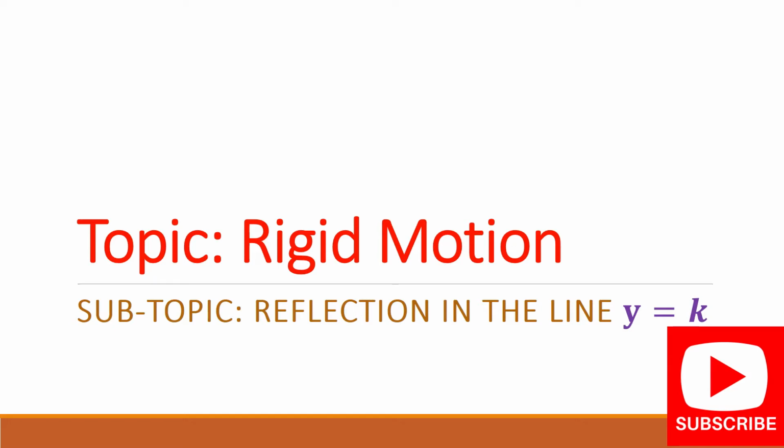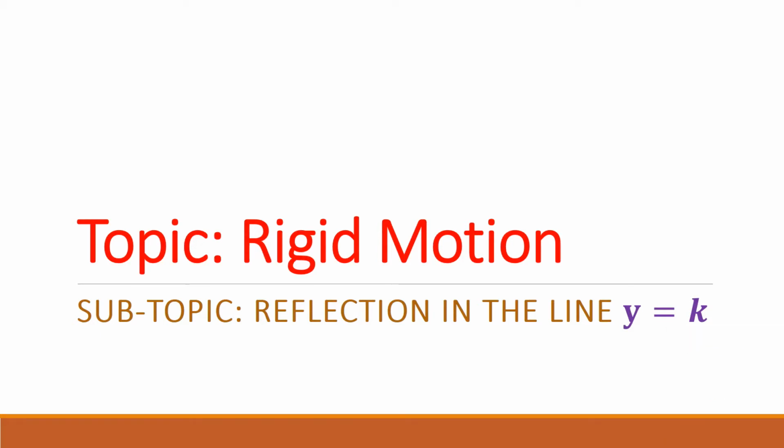Today we are continuing our discussion on rigid motion, and our subtopic is reflection in the line y equals k, and this will be our last type of reflection.